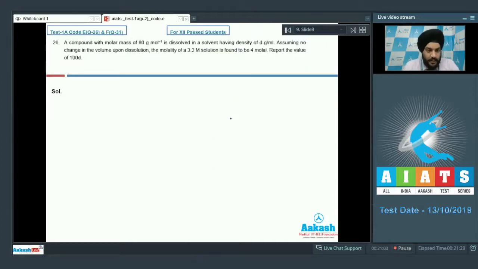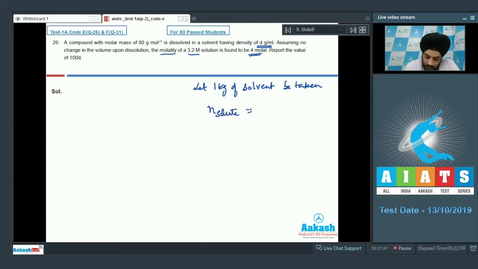Question number 26. A compound with molar mass of 80 gram per mole is dissolved in a solvent having density of d gram per ml. Assuming no change in the volume upon dissolution, the molality of a 3.2 molar solution is found to be 4 molar. Report the value of 100d. So students, both the molality as well as the molarity is given to us. So we can just assume that 1 kg of solvent is taken. Then the number of moles of solute will be equal to 4.